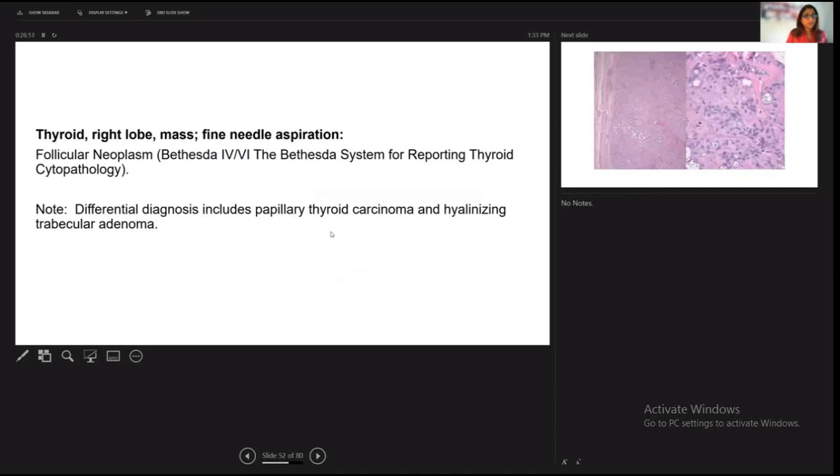So this was signed out as follicular neoplasm. Differential diagnosis did include a papillary thyroid carcinoma because we're always wanting to rule that out, because it is the malignancy that we want to rule out. But then we also introduced this term hyalinizing trabecular adenoma to the report only because some of these features, like metachromatic stroma, the extracellular material, the paleness assigned to the chromatin, all of these kind of contributed towards that working diagnosis.